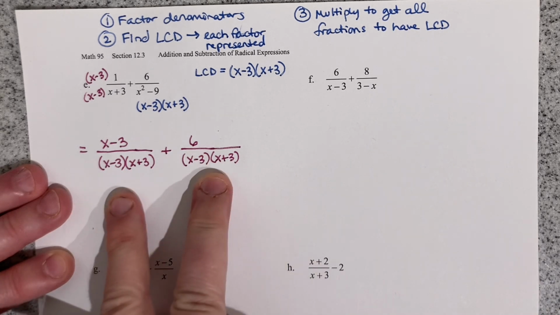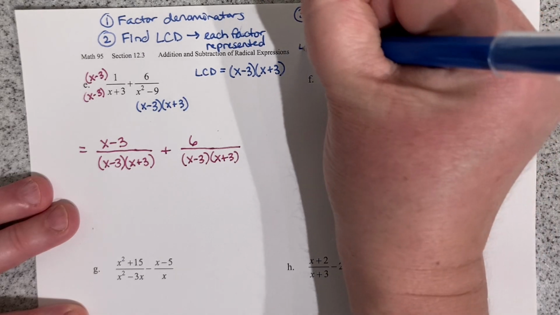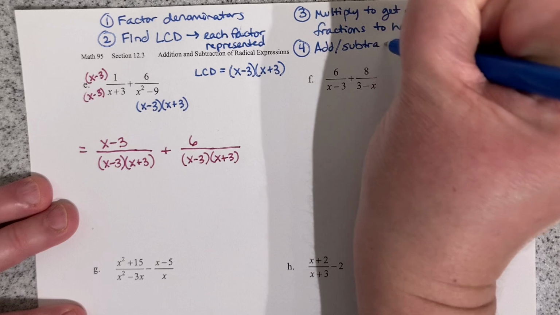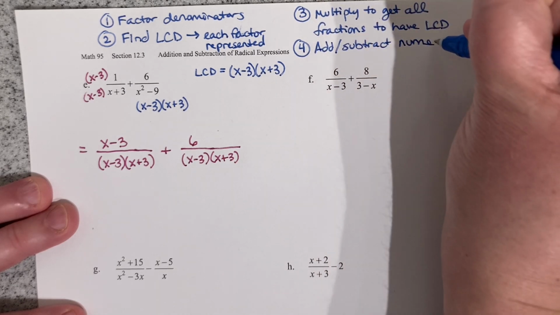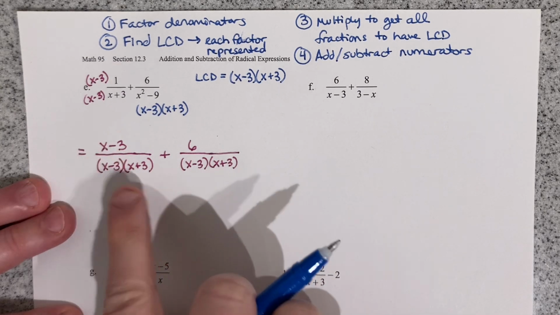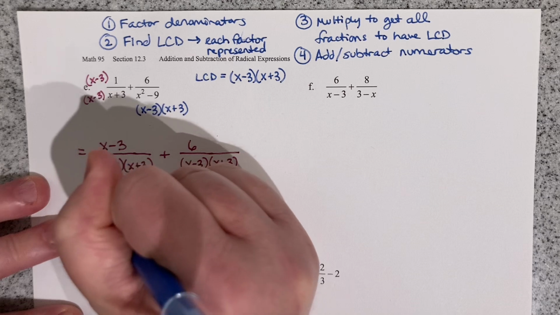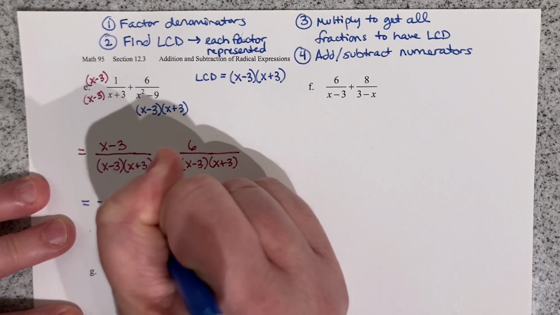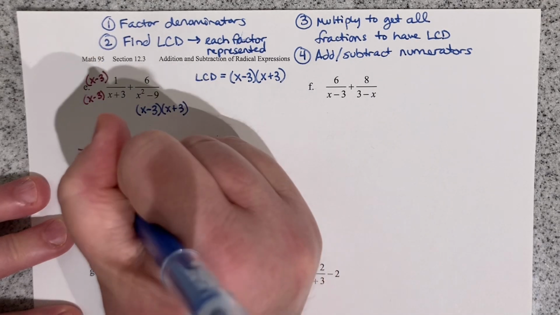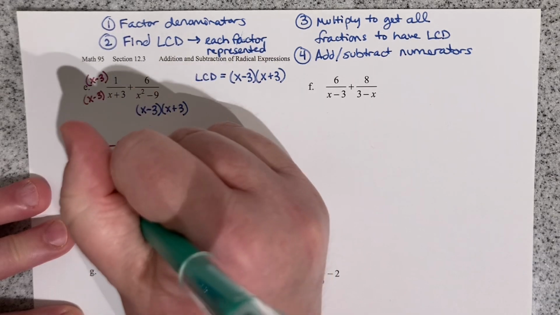All right, we got our common denominator. Now we add the tops. So that's the final step, add or subtract the numerators, depending on what it's asking us. Well, let's see. We definitely have an x. I'm going to keep my denominator factored. And the top's going to have an x, and then negative 3 plus 6 is plus 3. Oh, wait. Last thing we might need to do is simplify.